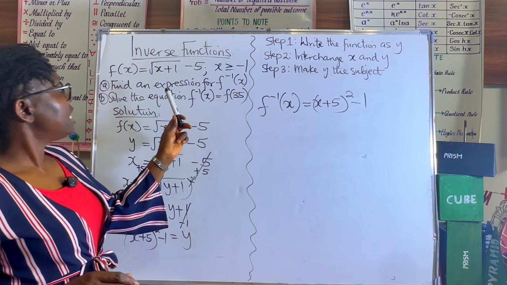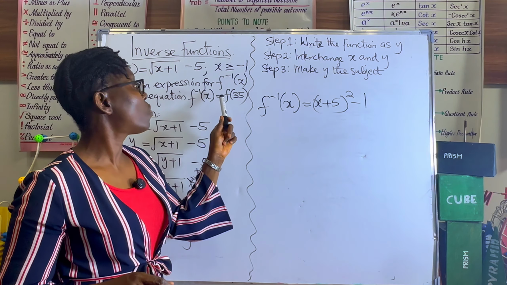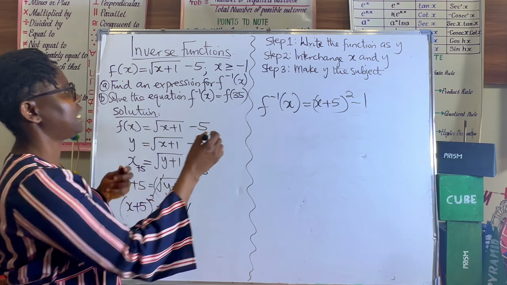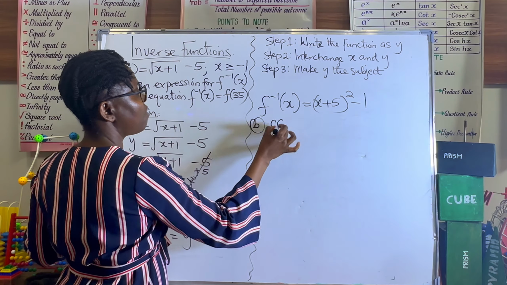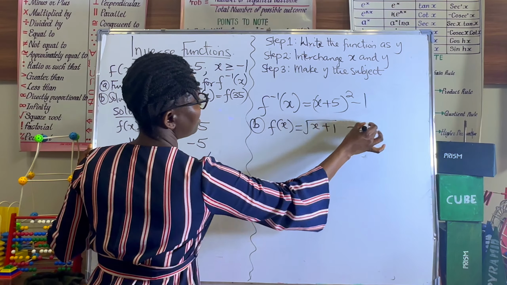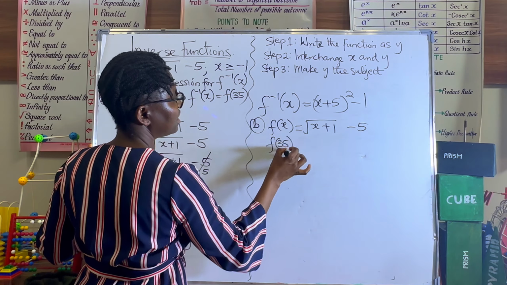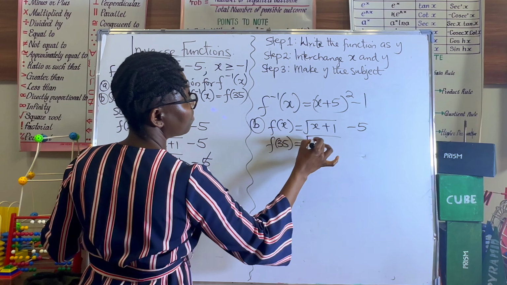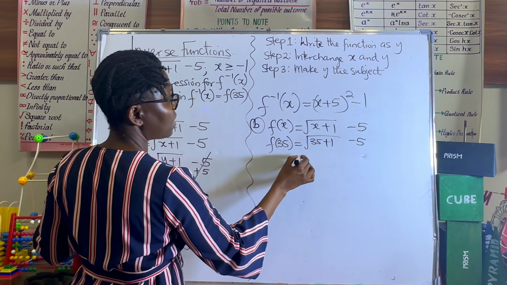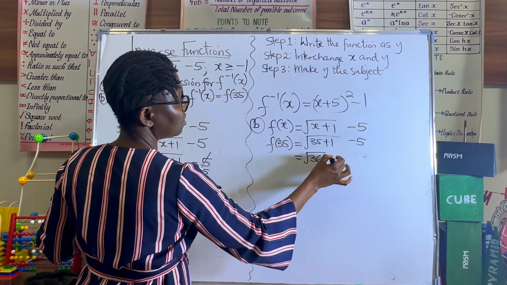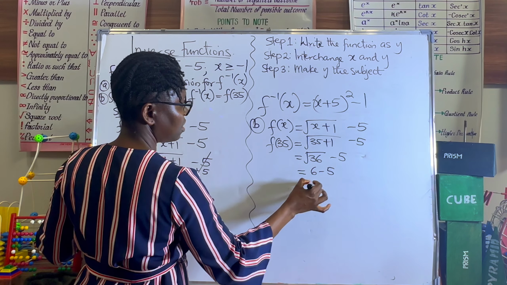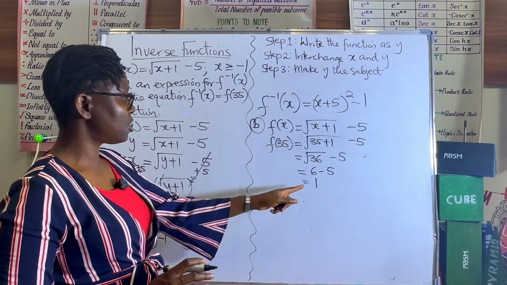For the B part, the inverse of the function is supposed to be equal to f of 35. Now let's go to the f of x function. f of x is equal to the square root of x plus 1, minus 5. So f of 35 is going to be the square root of 35 plus 1, minus 5. 35 plus 1 is 36. The square root of 36 is what? 6. 6 minus 5 is 1. So f of 35 is equal to 1.